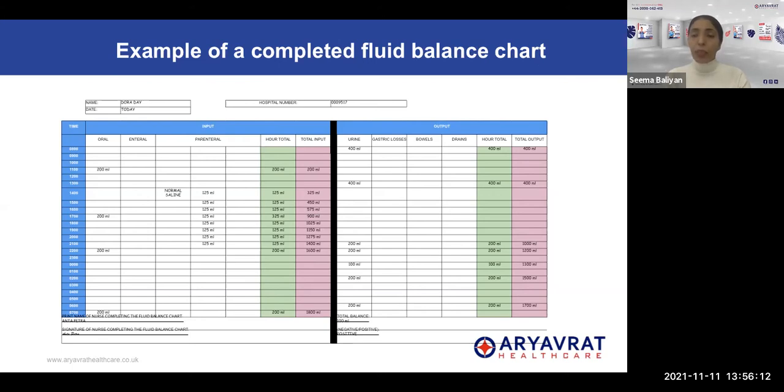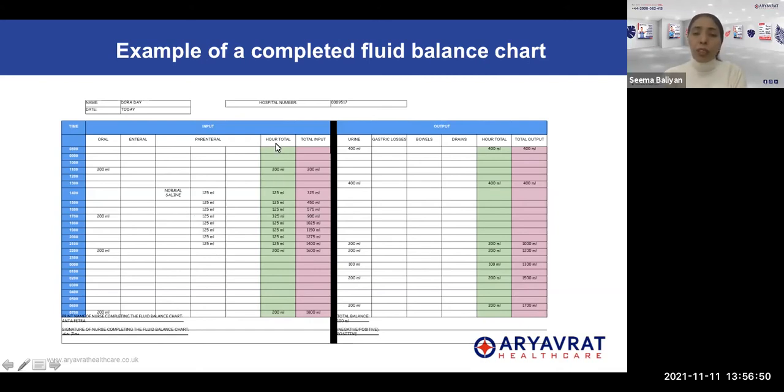So again, I'll repeat that if the saline was started at 1 o'clock, the first reading that you are going to be writing is at 2 o'clock. Because the hour between 1 o'clock to 2 o'clock is the hour where that fluid has gone in as per the hourly rate. Okay, so the same way you are going to keep on writing every hour. So over here, we can see that the total fluid was divided amongst the number of hours, and hence the same amount of fluid was introduced in all of the hours till it was finished.